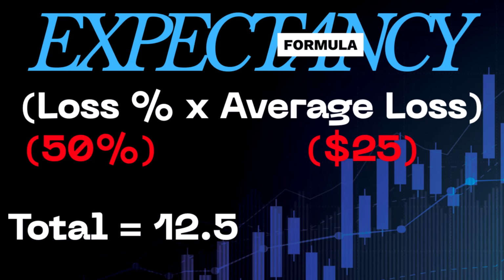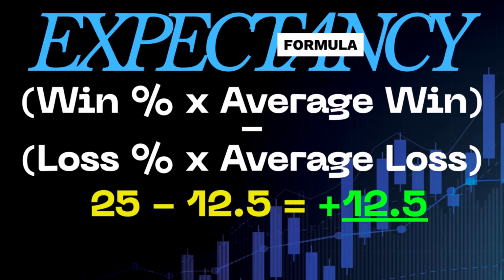We're then going to take my loss percentage, which is also 50%, because if I won 50% of the time, I need to lose 50% of the time. And we're going to times that by $25, because again, I told you in this model we're doing a 2-to-1 risk reward on average, right? That number is going to be 12.5. I'm then going to take my 25, and I'm going to subtract 12.5 from it. And that's going to give me a number of 12.5. So that is the expectancy for average trader A.